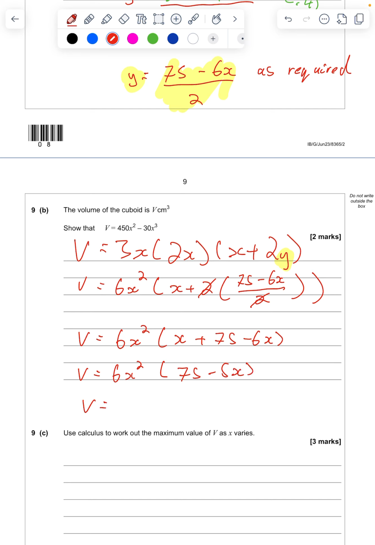So V is going to be equal to, times up the bracket, so 6 times by 75 does give me 450. Good. And it's going to go to just x squared. And 6x squared times by minus 5 is indeed minus 30x cubed. Which is exactly what I wanted in the question. I've proven this. There we go. So as required.